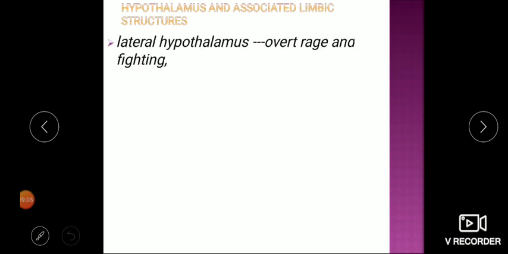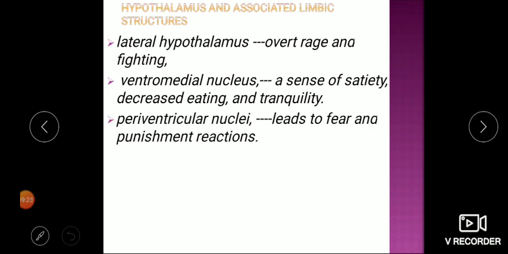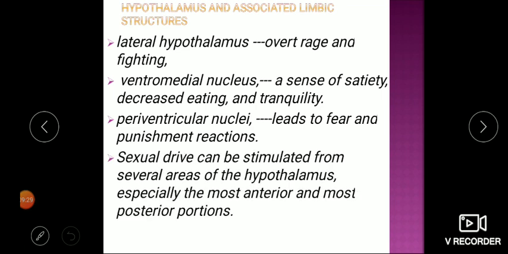For example, lateral hypothalamus stimulation has experimentally shown that the animal gets into rage and fighting. Stimulation of the ventromedial nucleus of the hypothalamus leads to a sense of satiety, decreased eating, and tranquility. Periventricular nuclear stimulation leads to fear and punishment reaction. Sexual drive can be stimulated from several areas of the hypothalamus, especially the most anterior and most posterior positions. So these are basically for preservation of species.